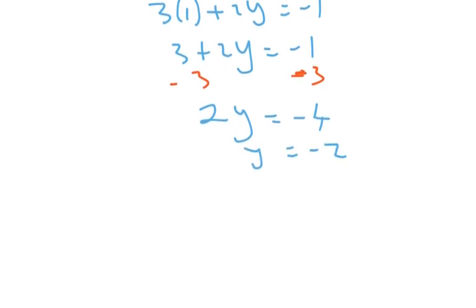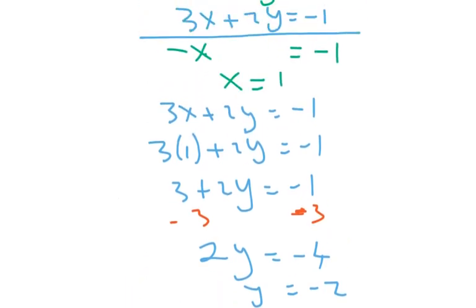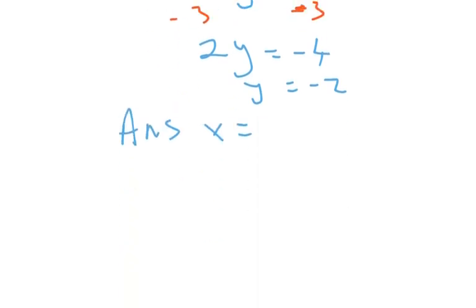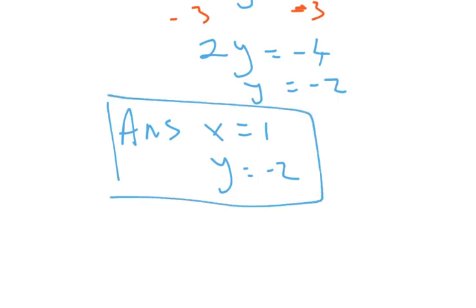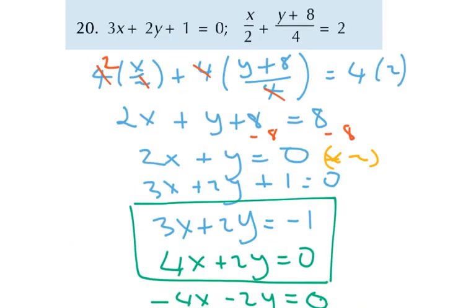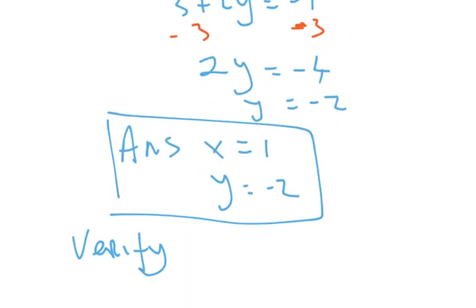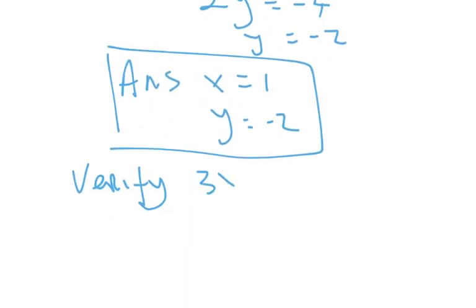So the answer is x equals 1 and y is equal to minus 2. So 1 and minus 2. Let's go up and have a look so you can verify that. To verify it, I'm going to have 3x plus 2y plus 1 is equal to 0.